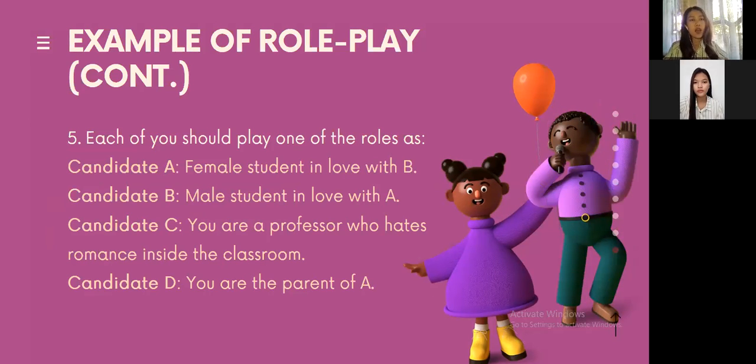Next is 5. Each of you should play one of the roles. Number 1 is candidate A, a female student in love with B. Next, candidate B, a male student in love with A. Next, candidate C, you are a professor who hates romance inside the classroom. And the last one is candidate D, you are the parent of A.